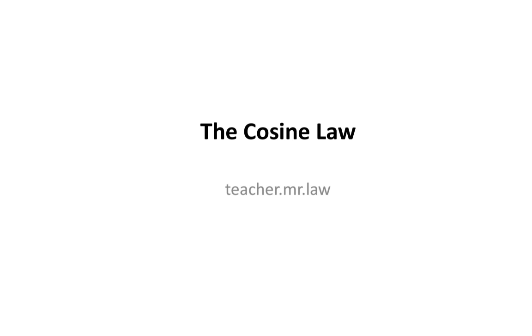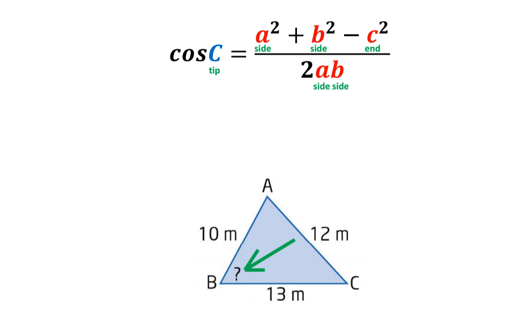In today's lesson, we'll be learning about the cosine law. In a previous lesson, we learned that this is a rearranged version of the cosine law, and it is used to find an unknown angle. We also use this arrow to help us better understand it.